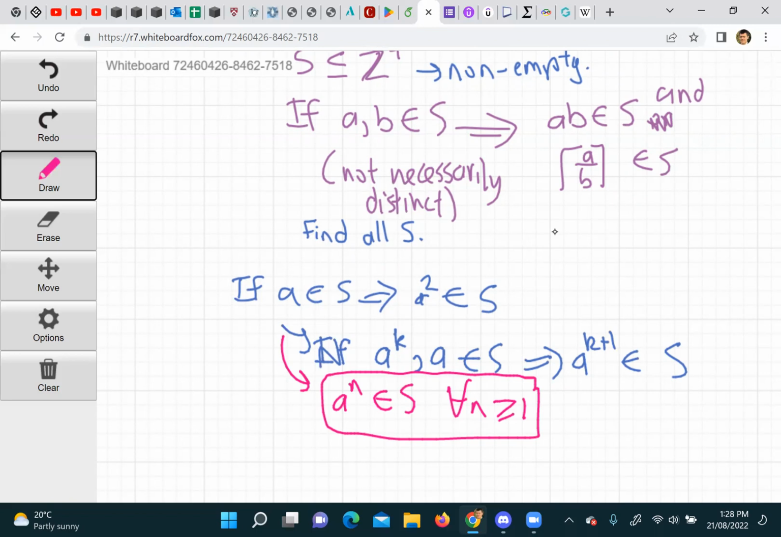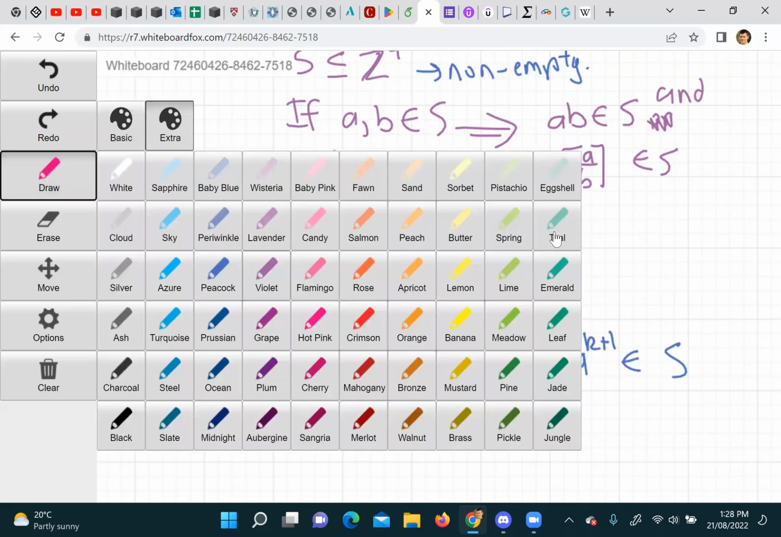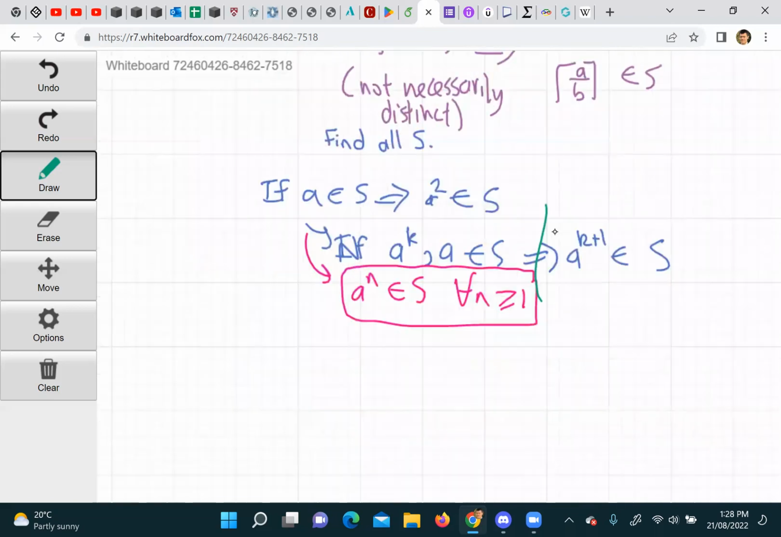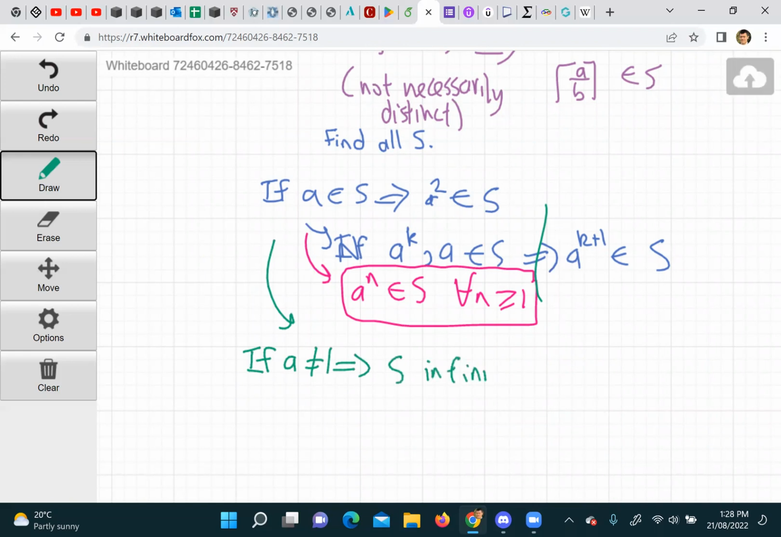Okay, so a junior-level person concludes from here that S must be an infinite set. So is the junior person correct? Well, if it's not 1, it doesn't have to be infinite. If A is not equal to 1, it means that S is infinite. Yes, S is infinite. Otherwise, if S is equal to just 1, S equal to just 1 works.